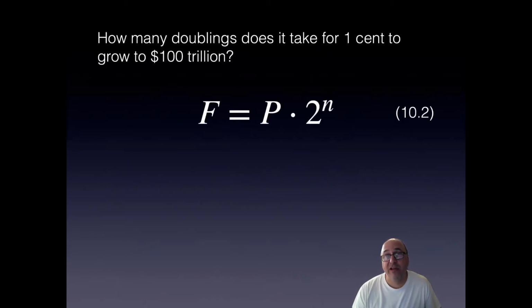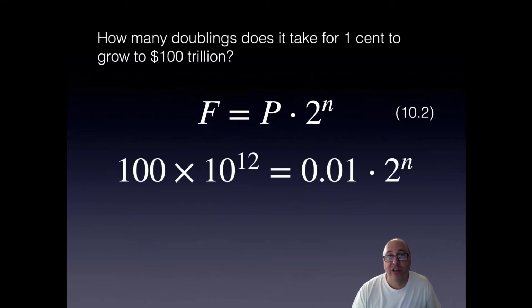So the first thing you need to do if you want to solve this problem algebraically is to remember equation 10(2). It basically says that after n doublings, something which initially has a value of p becomes the value f. So f is a future value, p is the present value, and n is the number of doublings. So we can just plug in numbers for this. f is the future value, that's $100 trillion. 10 to the 12 is a trillion, so it's 100 times 10 to the 12, $100 trillion. And the initial value is 1 cent. That's 100th of a dollar. And so that's the equation we need to solve.